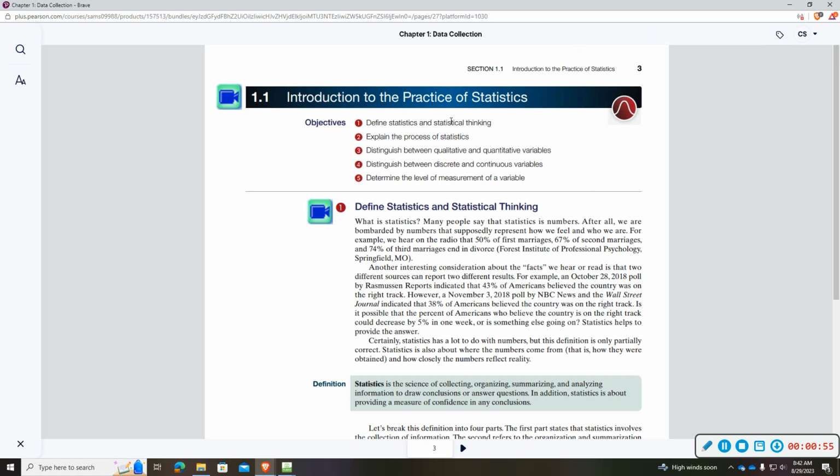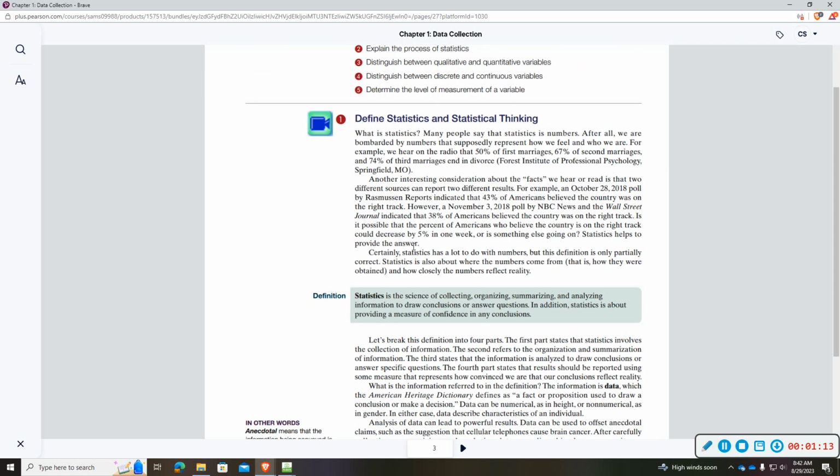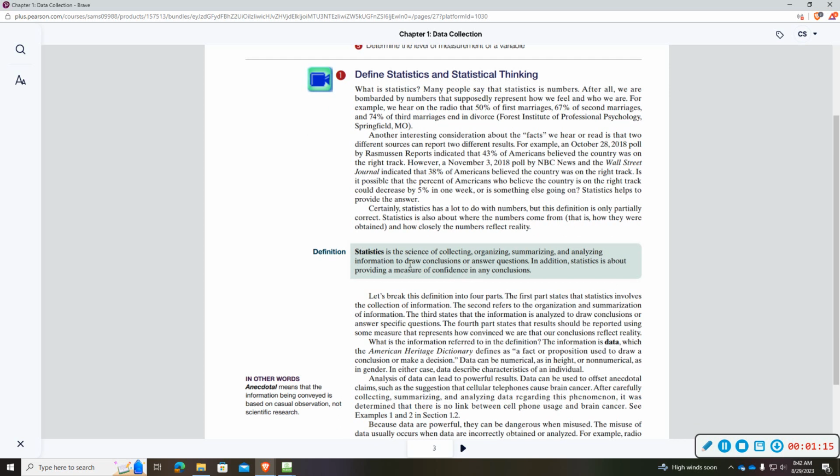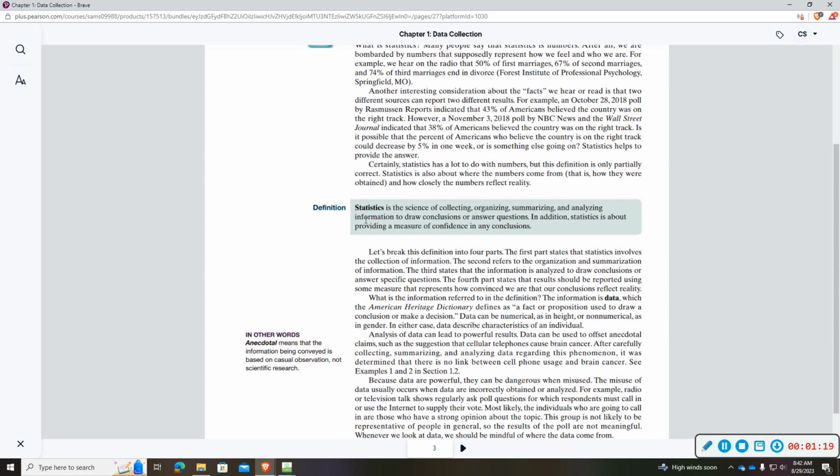So you got some objectives here, section 1.1. We're going to define statistical thinking, explain the process of statistics, distinguish between qualitative and quantitative variables, discrete and continuous variables, and then the level of measurement. So what I want you guys to do as you get started is there's a lot of green boxes. Take time. I would write those down and just kind of become familiar with the definitions.